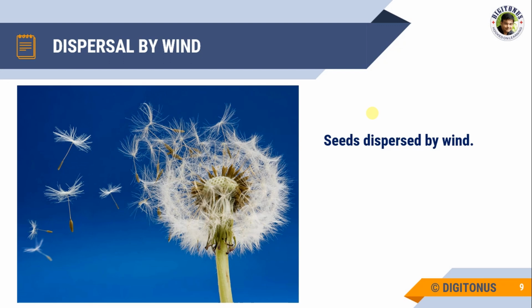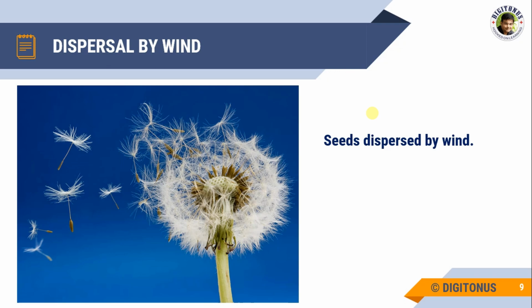Firstly, let us study dispersal by wind. See, the seeds that are light in weight, have wing-like structure or hair-like structure can be easily carried away by the wind from one place to another. For example, cotton seed.